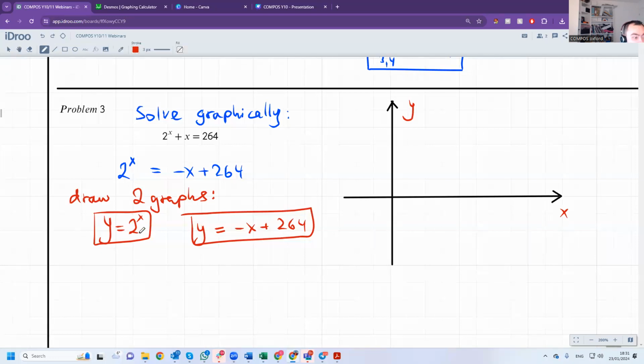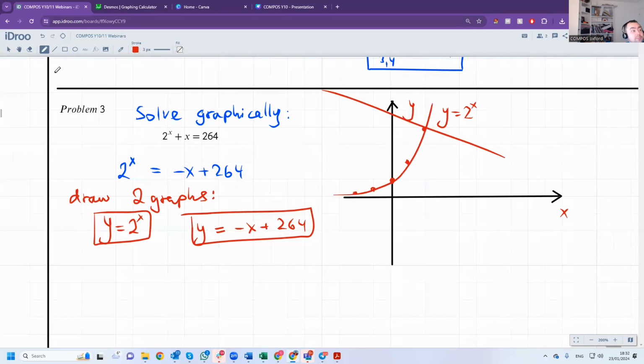So you draw the two graphs, and if you draw this graph, you say, if x is 0, y equals 1. If it's 1, it's 2. If it's 2, it's 4. If it's 3, it's 8. If it's minus 1, it's 1/2. So you can see that the graph y equals 2 to the power x looks like this. And the graph y equals minus x plus 264 is a straight line, which goes something like this.